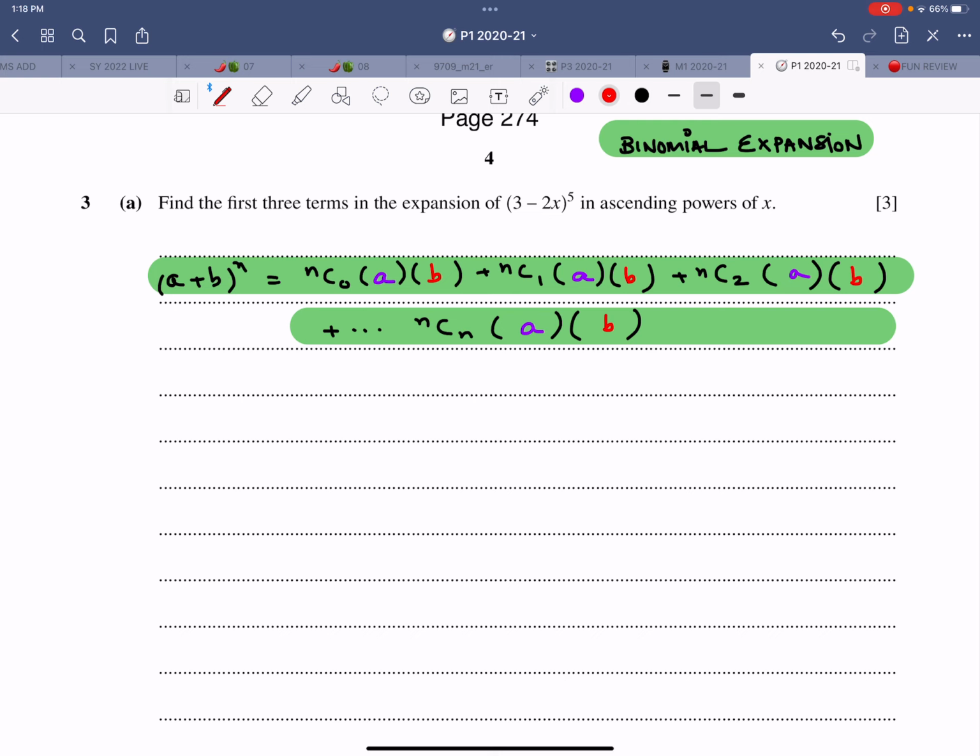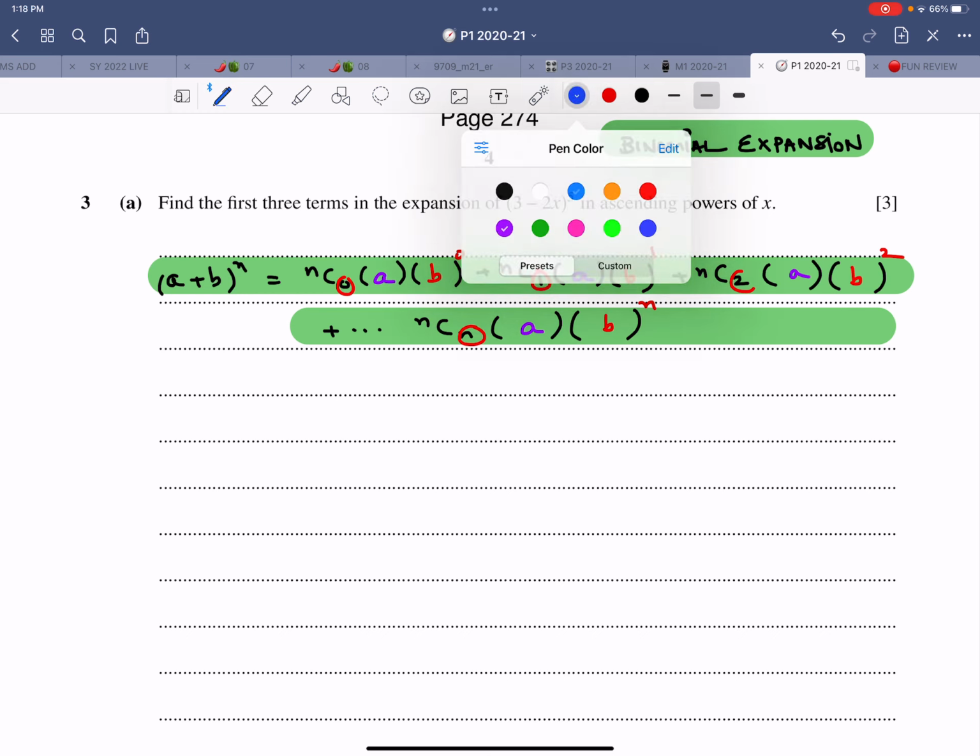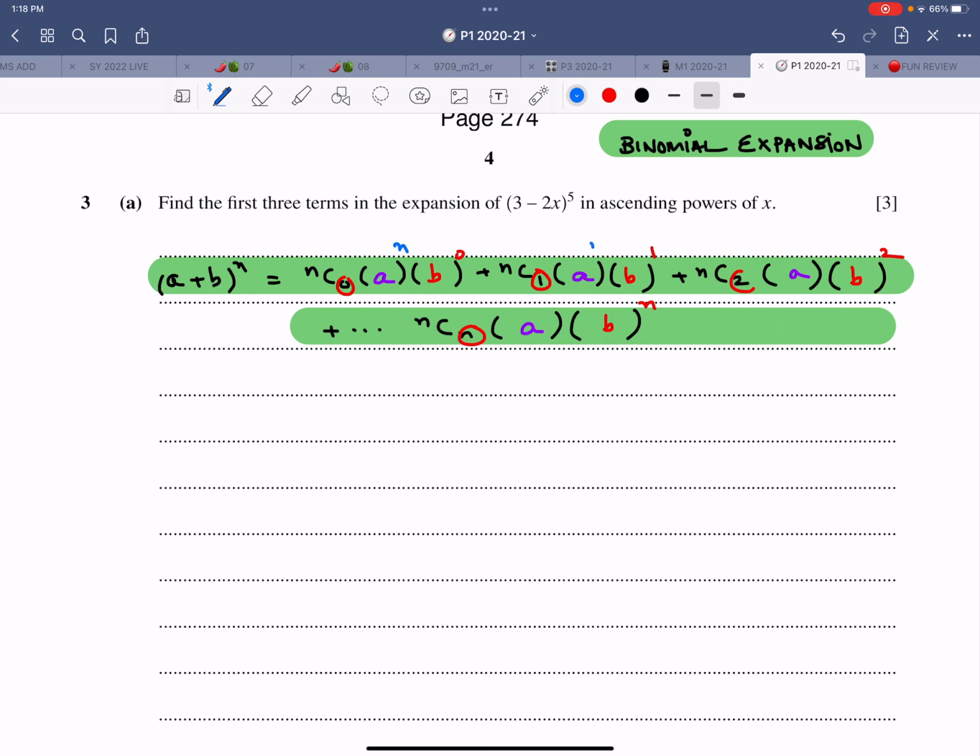What about the powers? The power of b is 0, then 1, then 2, up to n. What goes on top of a? The difference between the two powers, that is n, n minus 1, n minus 2, n minus 3, and finally n minus n, which is 0.